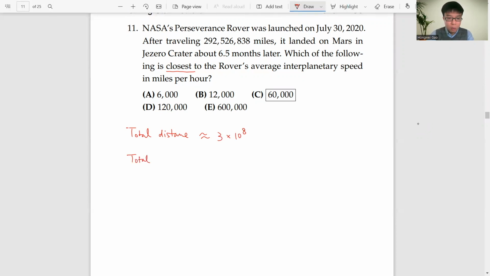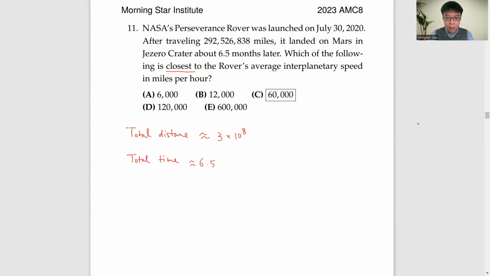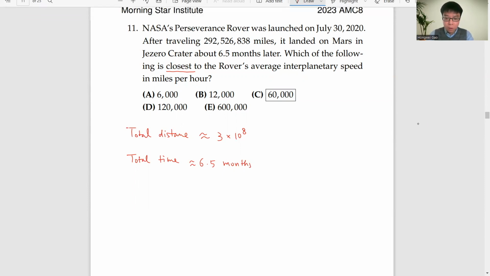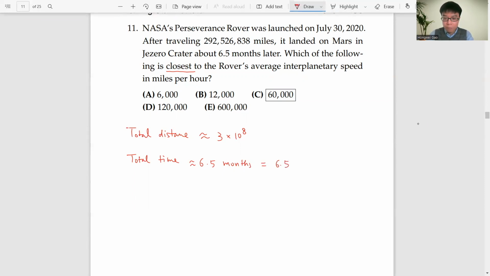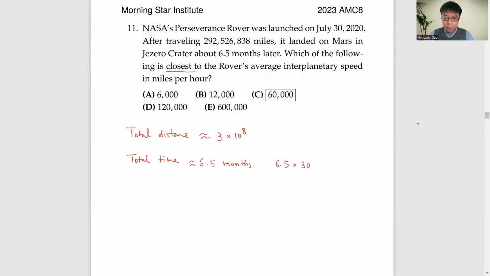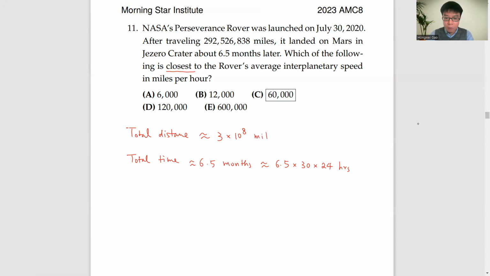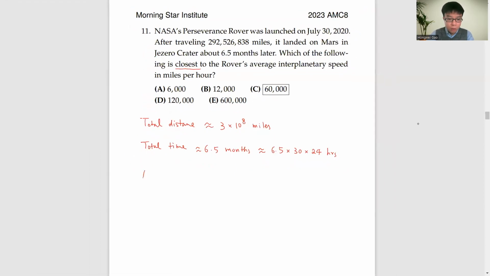Next, we consider the total time. It is equal to about 6.5 months. Let's turn to hours. So that's 6.5 months, every month approximately 30 days, every day 24 hours. So that's the time and the distance. The distance is in miles. And then the average speed is their quotient.